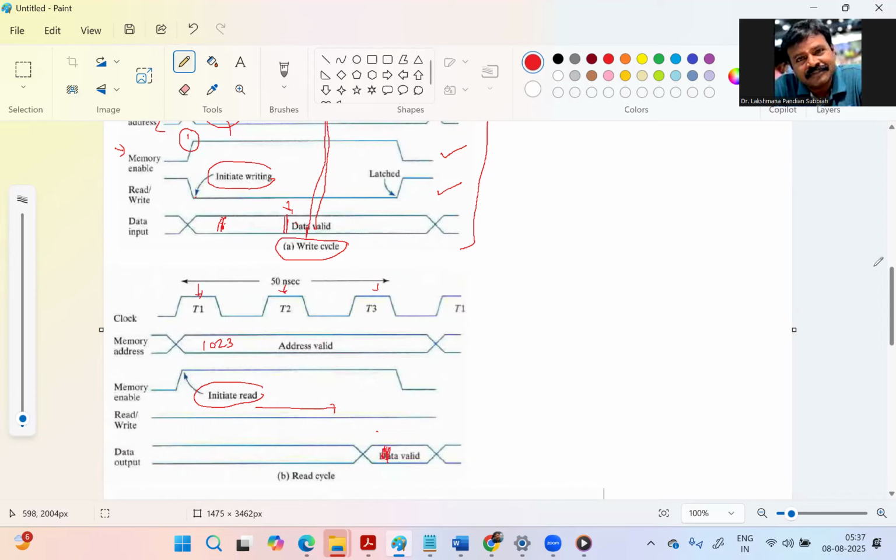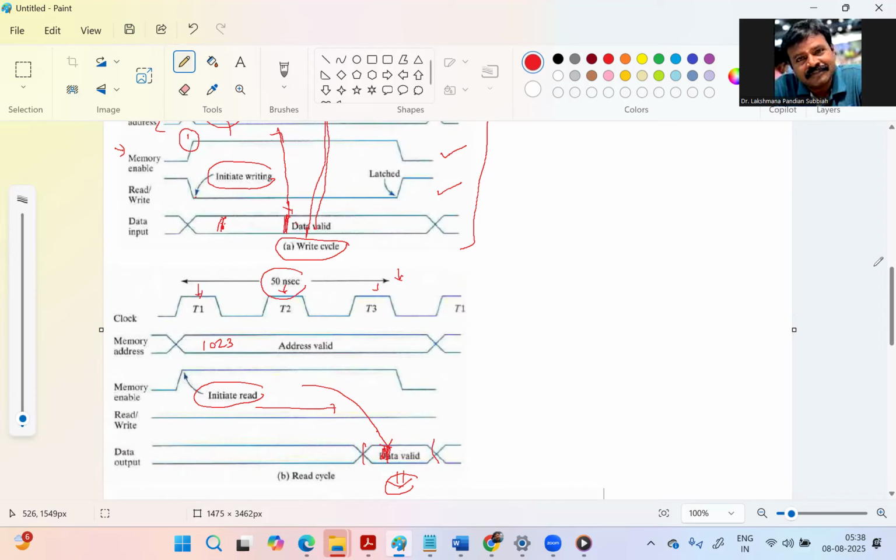The data line carries whatever value is going to be stored in memory. Here, the data is read from the location onto that line, so now the data is available on the data line. If we want to process the data, we have to process it at that location, so you have to wait for 2 clocks. 50 nanoseconds is required for reading one piece of information from the memory location.